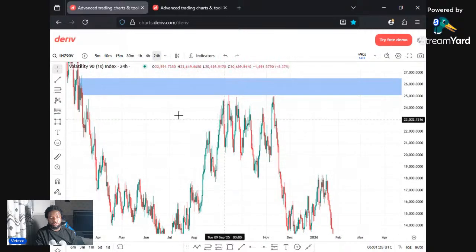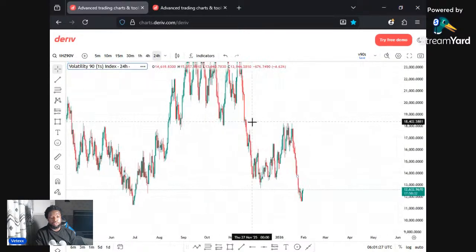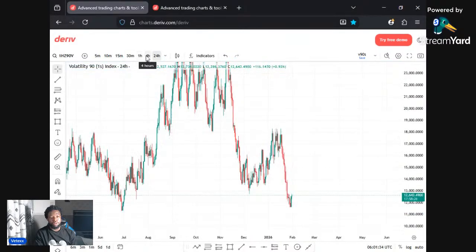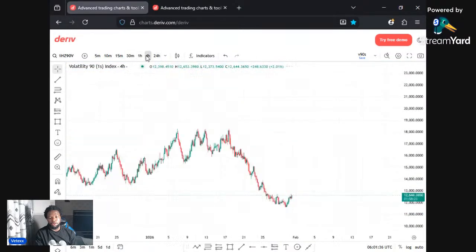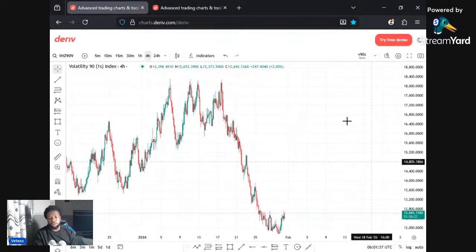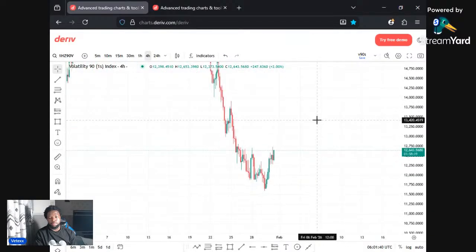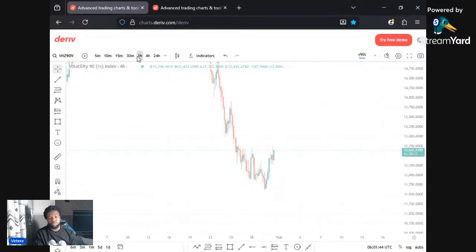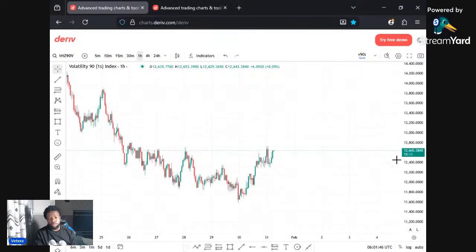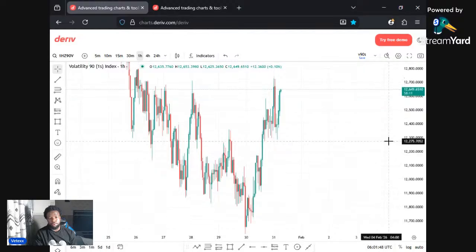So this is it. This is the 24-hour time frame. It's almost at the target. So what we are going to do now is go to the 4-hour time frame and see if we are going to see any recent structure where we can start anticipating. 1 hour time frame. Let's see. Is there anything on the 1 hour?